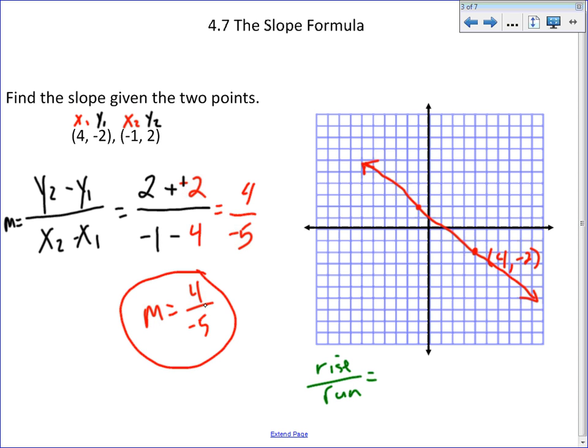So our slope formula gave us that we were going to have to go down 4 over 5, or negative 4/5. So if we go down 1, 2, 3, 4, which would be negative 4, and then over 1, 2, 3, 4, 5, we see that even if we use the rise over run or if we use our slope formula, we get the exact same slope.